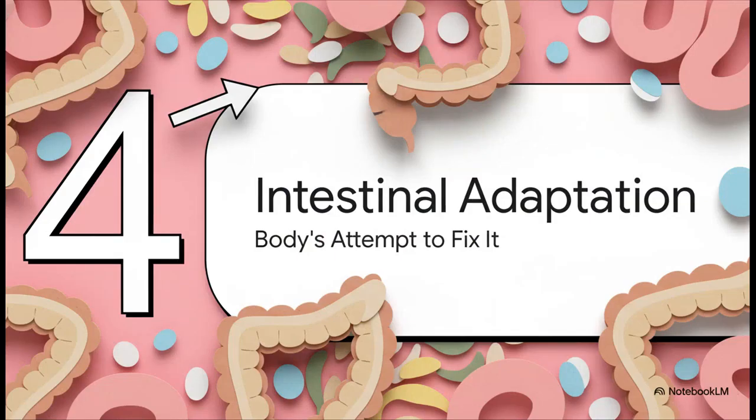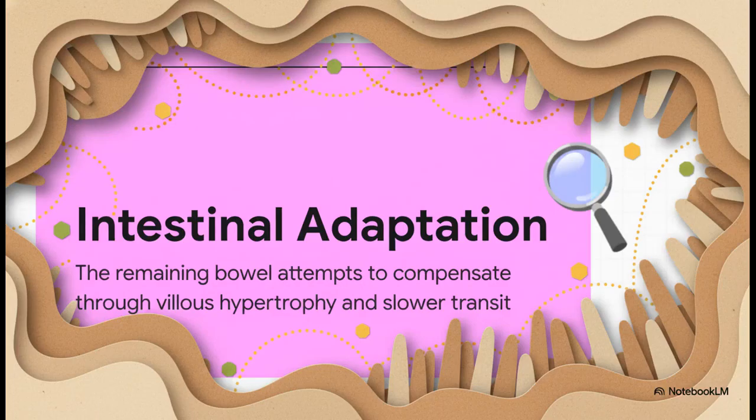Part 4. The intestinal adaptation process. The body's attempt to fix it. This incredible process is called intestinal adaptation. The remaining bowel literally changes its own structure to save the host's nutritional status. It compensates through villus hypertrophy, which means the absorptive fingers of the intestine actually grow taller and thicker.